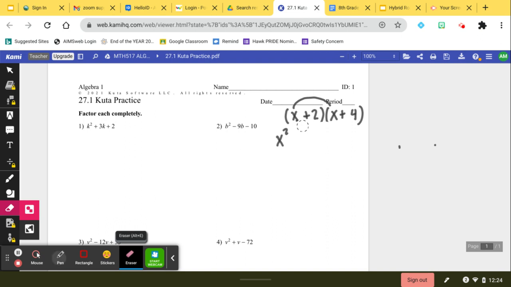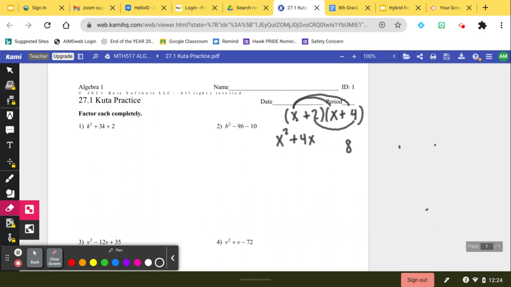The last term of my trinomial comes from me multiplying the last two terms of my binomials together. So 2 times 4 is 8. However, the middle term of my trinomial comes from my outer and inner. So it comes from x times 4, which is 4x, and then from 2 times x, which is 2x.